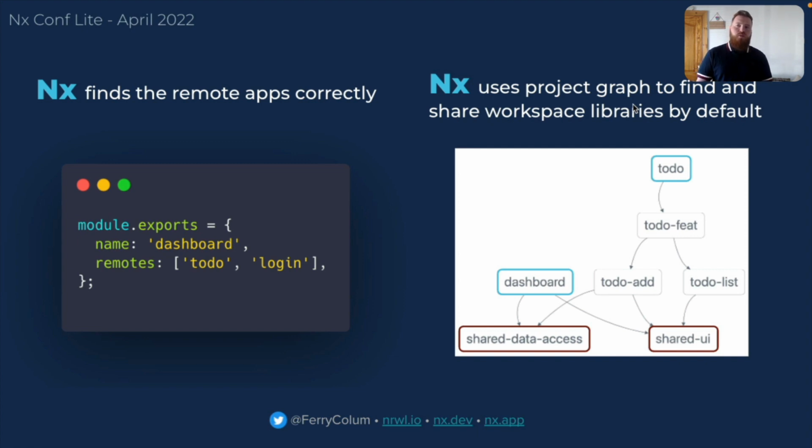This also makes it easier for people to create new remotes or create new shared libraries, because beforehand, creating a shared library for a remote application or for multiple remote applications would have meant going into the configuration file and adding a new entry into the shared modules. Whereas now it happens automatically. You create a new shared library and the project graph knows that it needs to be shared and it will do it for you.